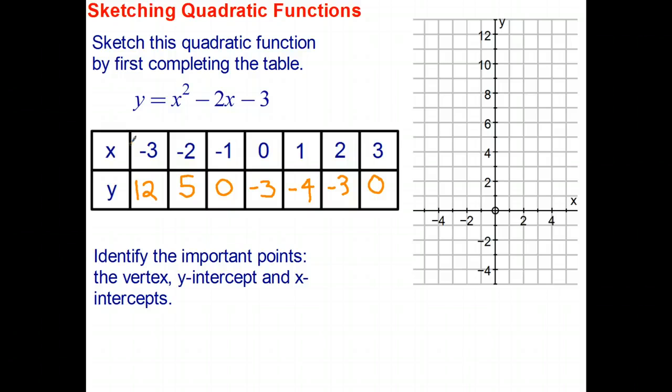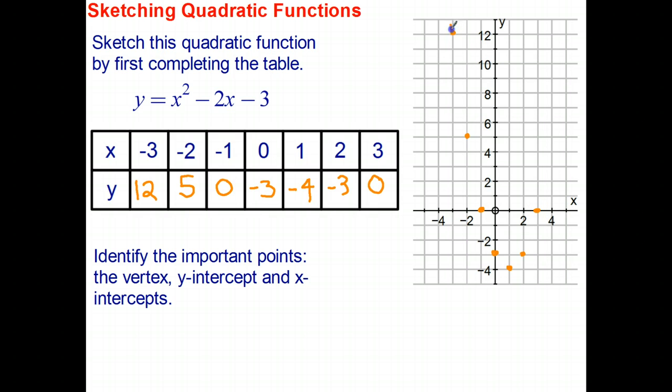Okay, let's go ahead and plot those points. So when x is negative 3, y is 12. When x is negative 2, y is 5. When x is negative 1, y is 0. When x is 0, y is negative 3. When x is 1, y is negative 4. When x is 2, y is negative 3. And when x is 3, y is 0.